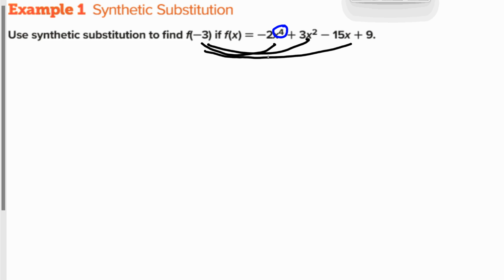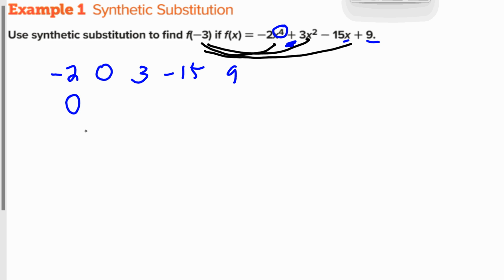We have a degree of 4, so that means I should have 5 terms, right? So I should have an x to the 4th. I should have an x cubed, which I'm missing, right? So I have to put a 0 in its place. I have an x squared, which is a 3. I have an x, which is a -15, and then I have my constant 9.